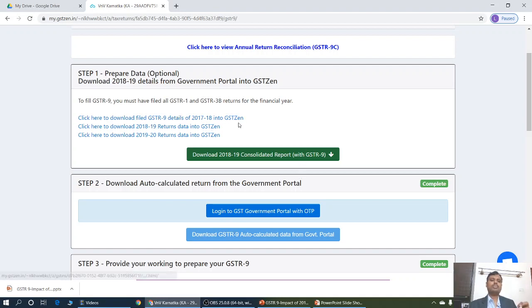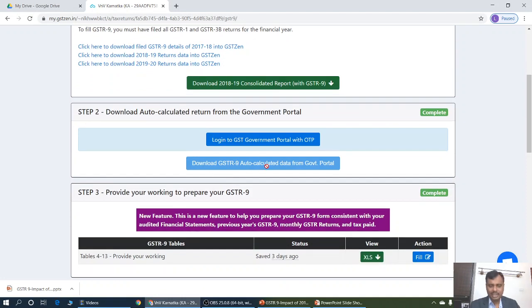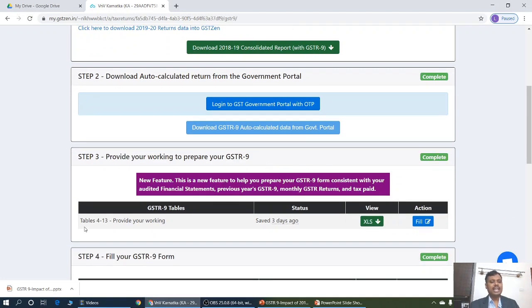Step 1, you have to prepare the preliminary data by downloading what is there in the portal, which is GSTR 1, 3B, 2A, and some information of the next year, which is 19-20, is also required. In our upcoming videos, you will understand why. You can log into the government portal and also download the auto calculated information. What I am going to show you now is step 3, which is a very critical step where the information between table 4 to 13 is provided. I am only talking about turnover now. Let's see how we fill the turnover information.